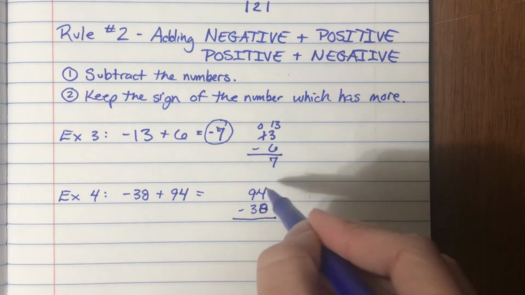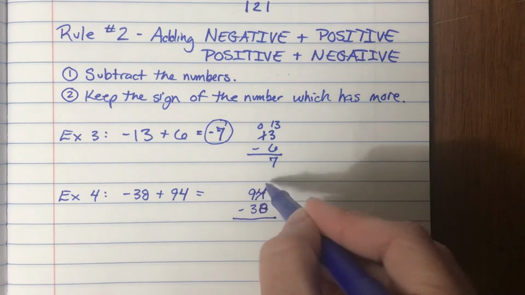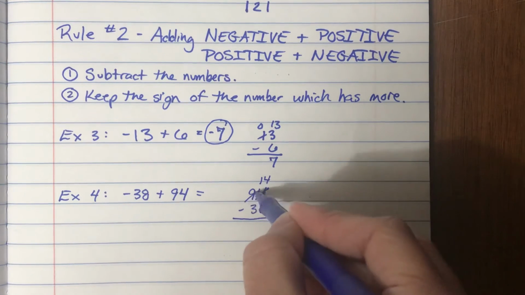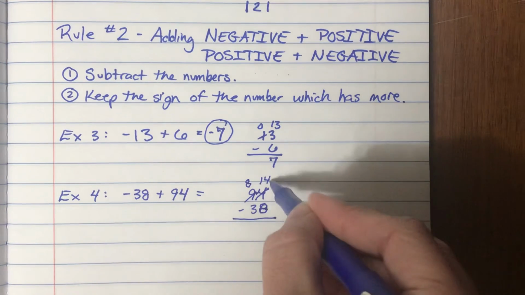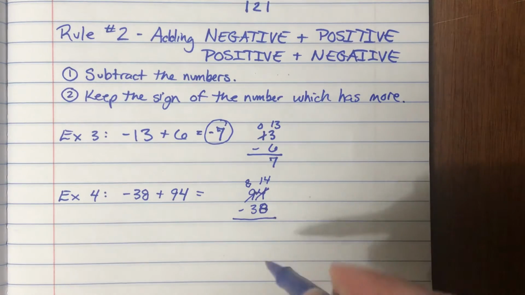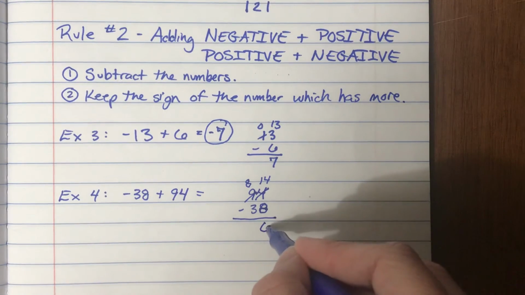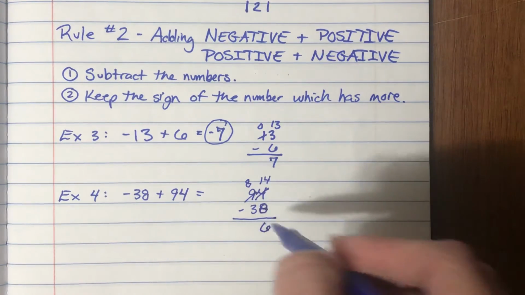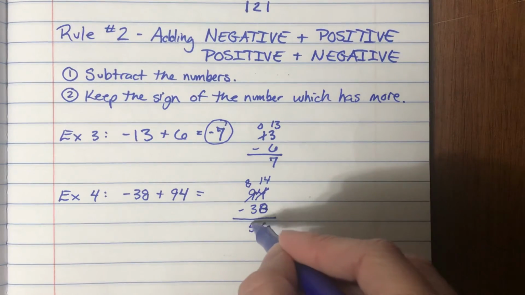Again, we're going to have to borrow because you cannot do 4 minus 8. So borrow, that's going to make that a 14, and that changes my 9 to 8. 14 take away 8 is 6. And then 8 minus 3 is 5. So my answer is 56.